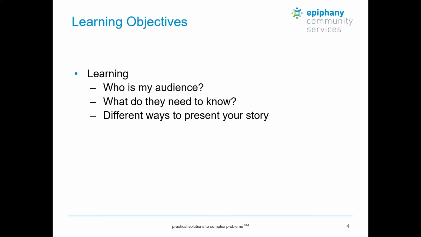Our learning objectives for today. I want to break this up into a couple different sections. The first thing I want to gauge is who is my audience. We're going to walk through knowing who I'm talking to. Next, we're going to walk through what my audience actually needs to know. So now that I know who my audience is, what do they need to know, or what do they even want to know? And then we're going to end with different ways to present that data to them based on the who and the what.